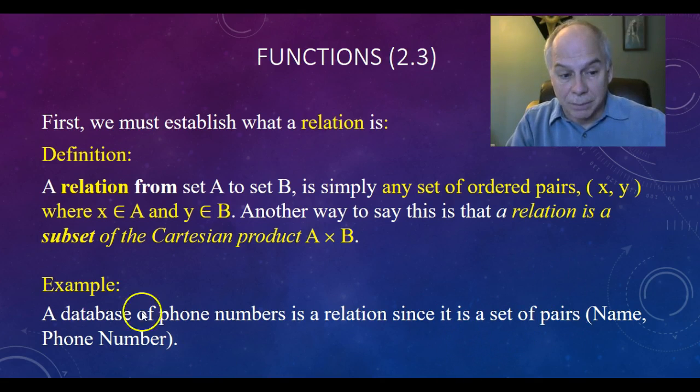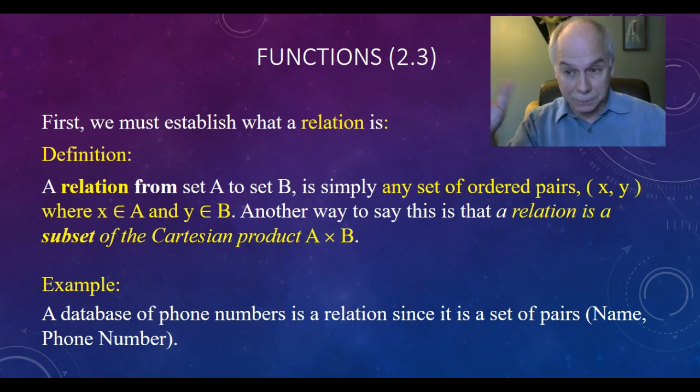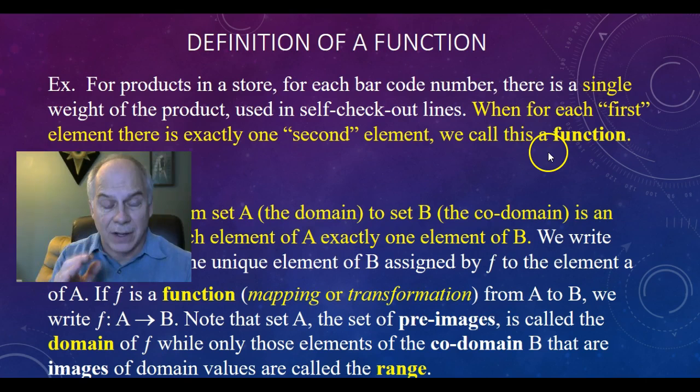So an example, a database of phone numbers with names and phone numbers is a set of ordered pairs. You have the name coming first, and then the phone number.